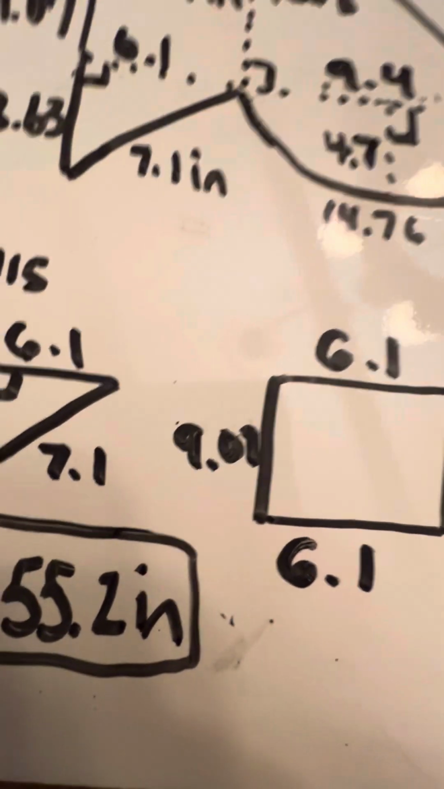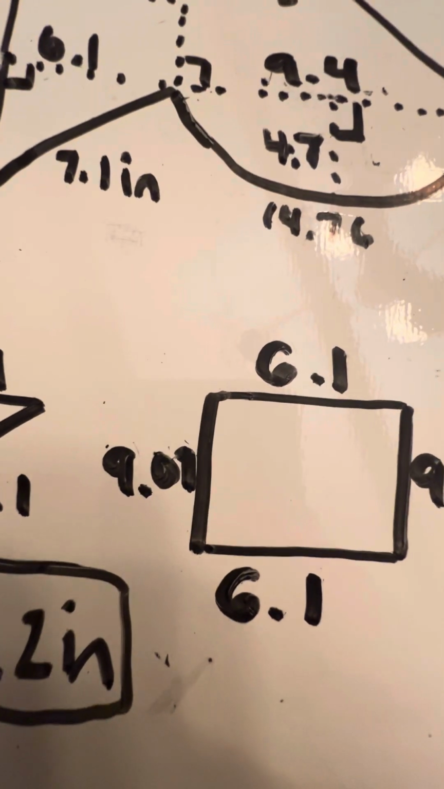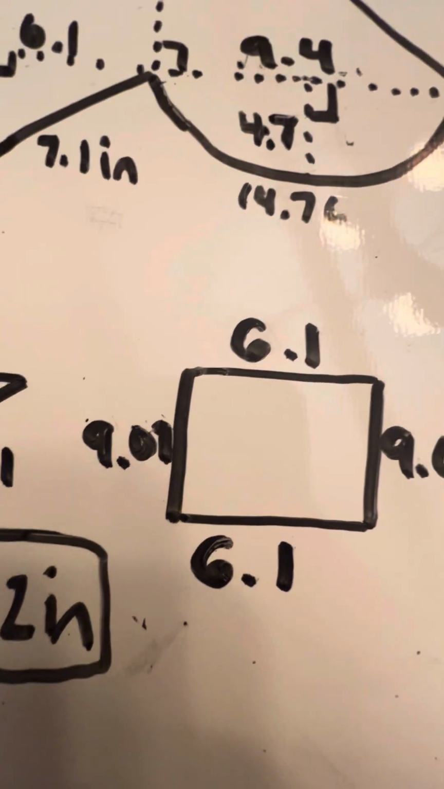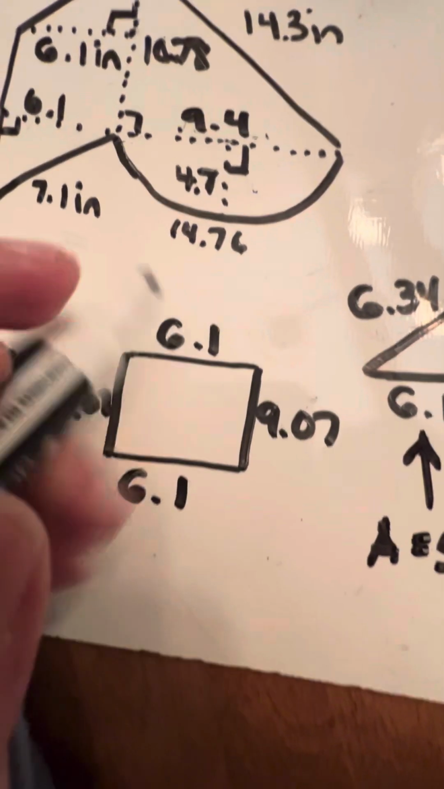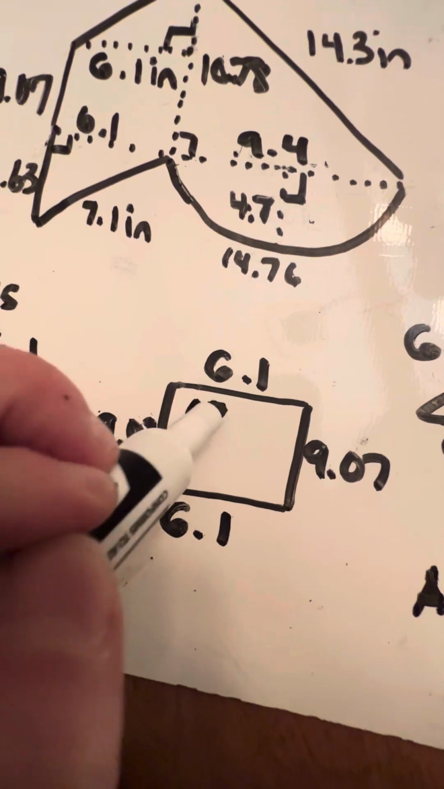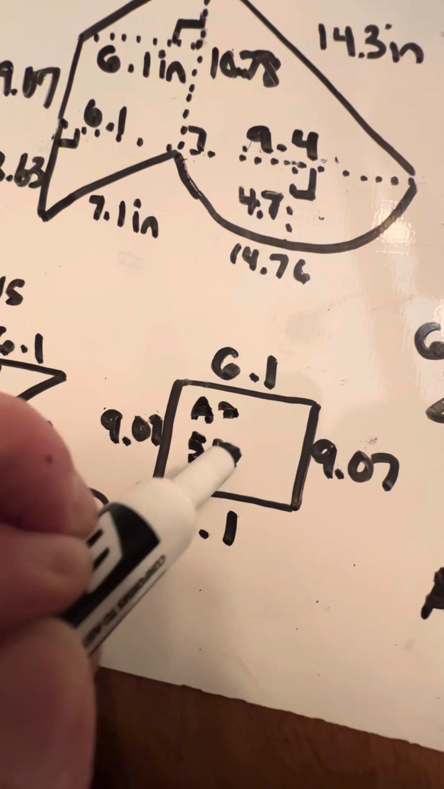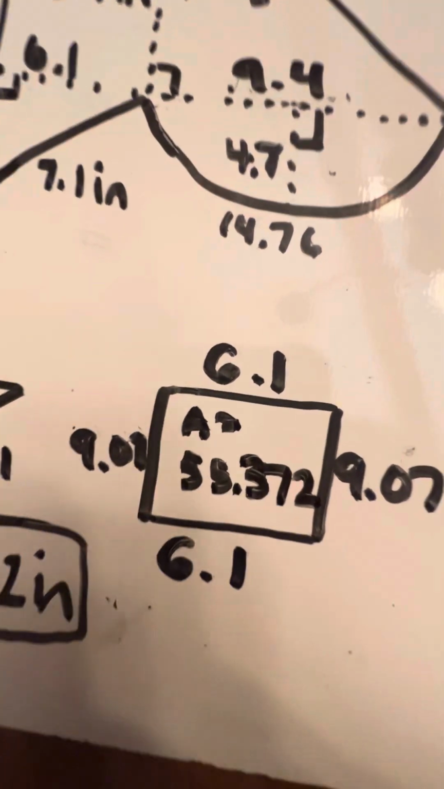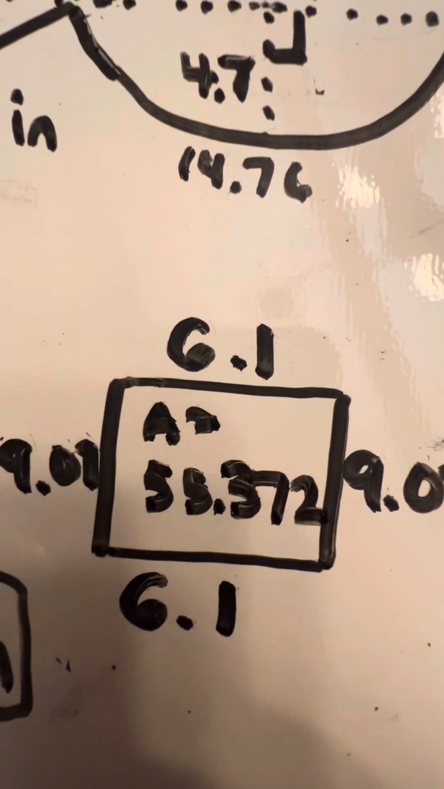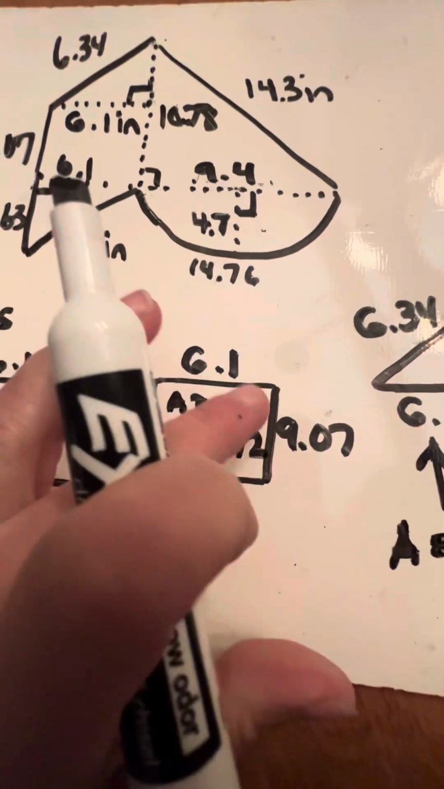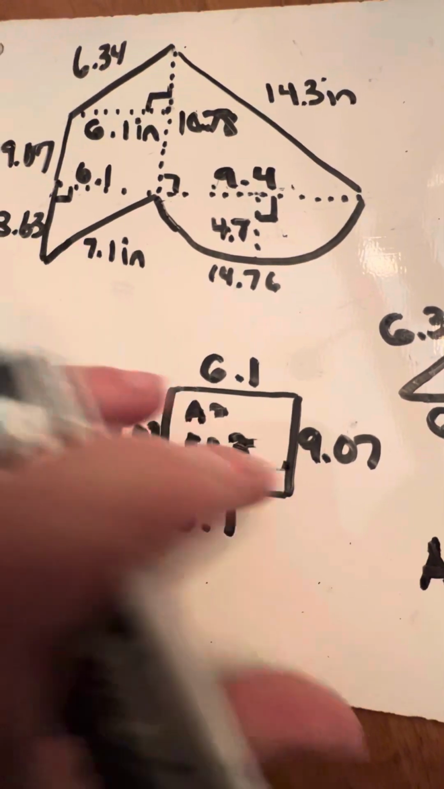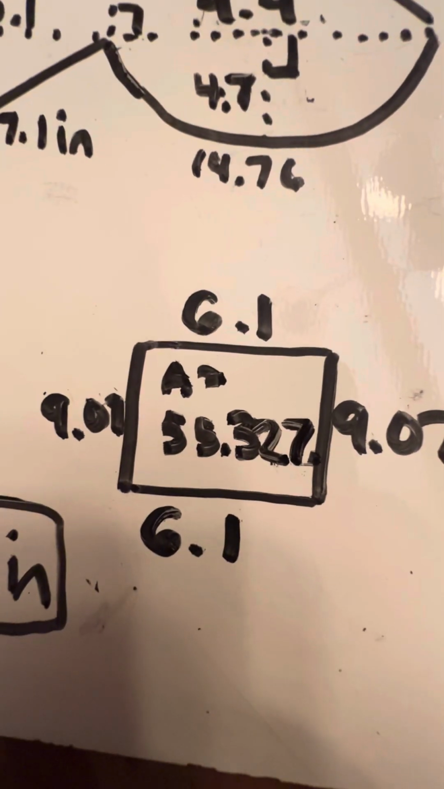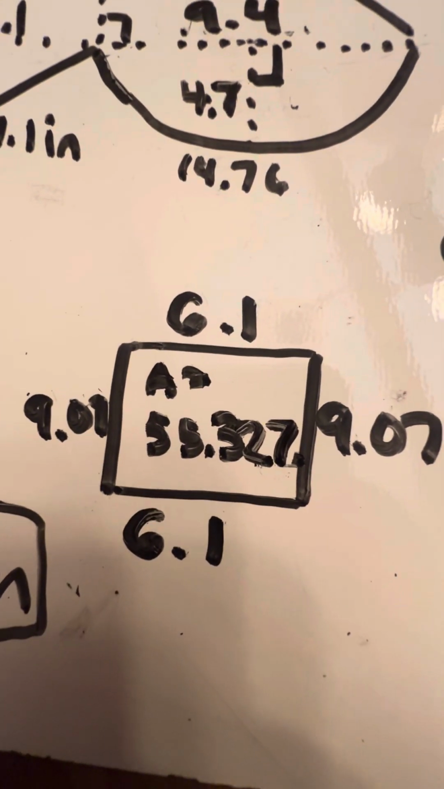Now we're going to do this nice rectangle here, 6.1 length times width, and then we've got 9.07, and we get an area for this one of 55.327. Oh my gosh, it's 27, not 72, my bad, sorry. All right, so 55.327 for the rectangle.